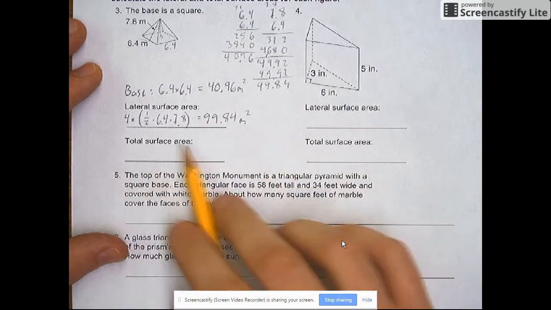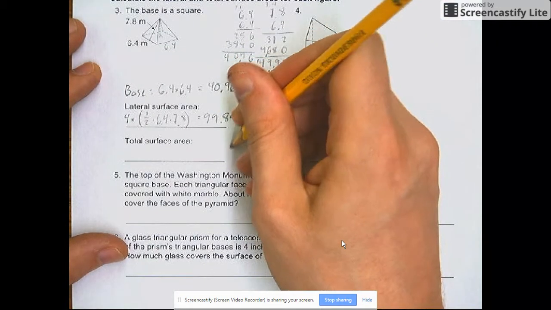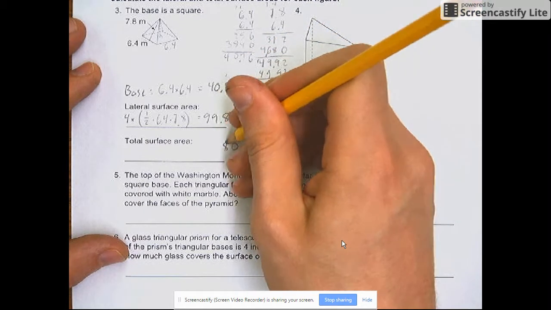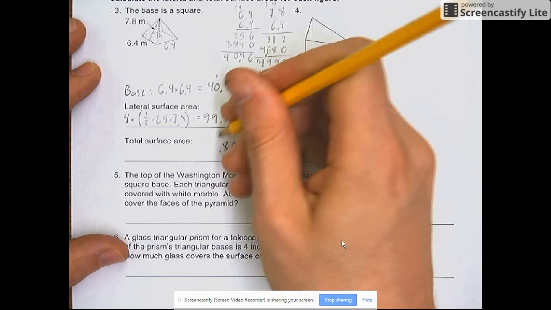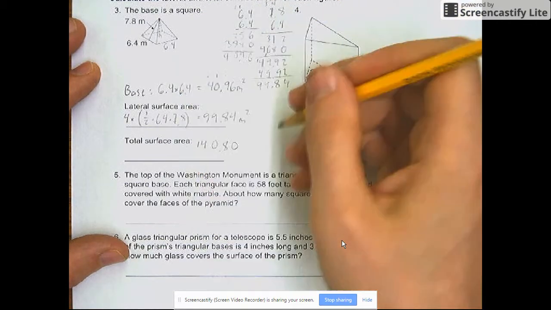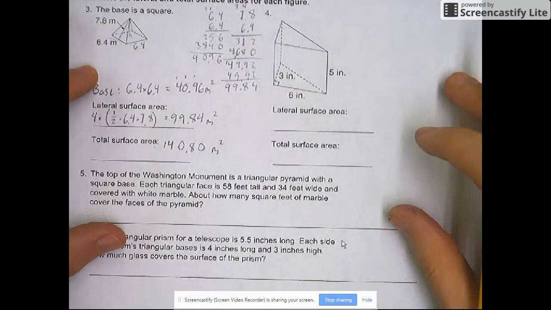Okay, now my total surface area would be these two added together. So if I add these together, I will get 6 plus 4 is 10, carry the 1. 10 plus 8 is 18, carry the 1. 1 plus 9 is 10, carry the 1. And 5 plus 9 is 42. So a grand total of 140.8 square meters.